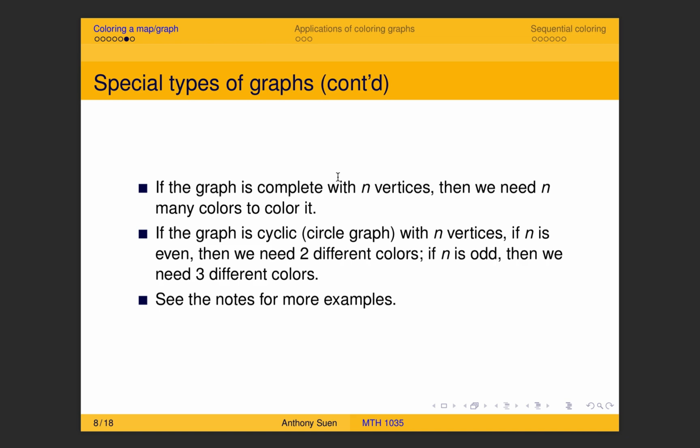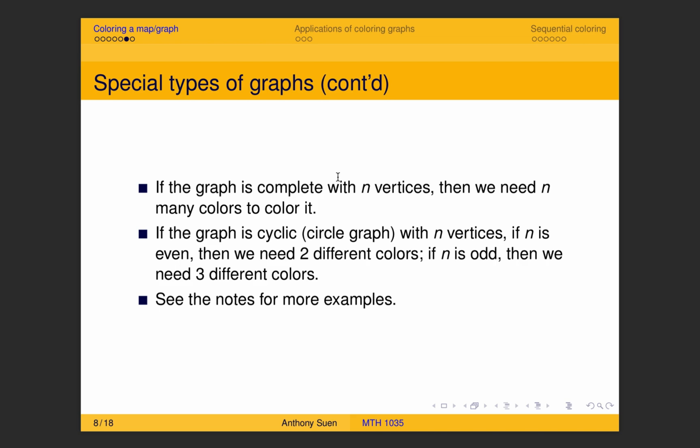Now, if n is odd, then we have a different situation. A very simple case is if you have 3 vertices for a cyclic graph. Then you can put those vertices on the corners of a triangle. So you have 3 vertices of that triangle. How can you do the coloring? Of course, you must use 3 different colors, because they are all linked together. So by doing that, you can easily see you need more.